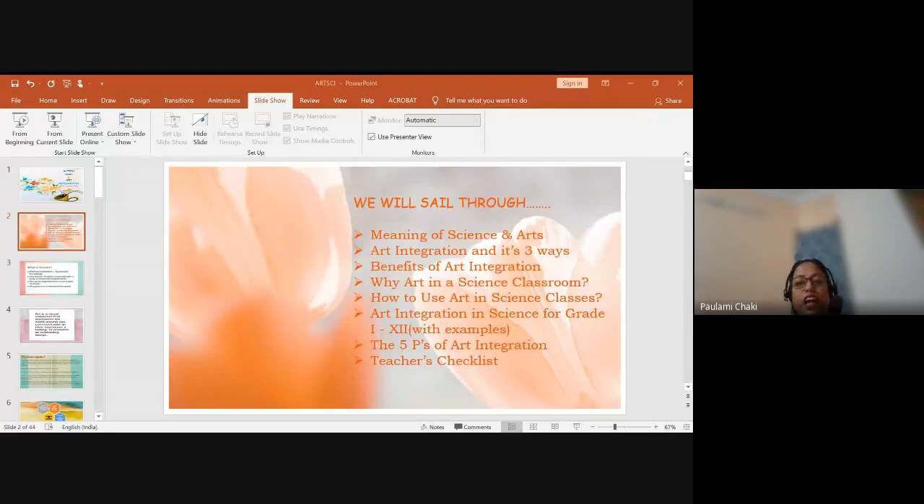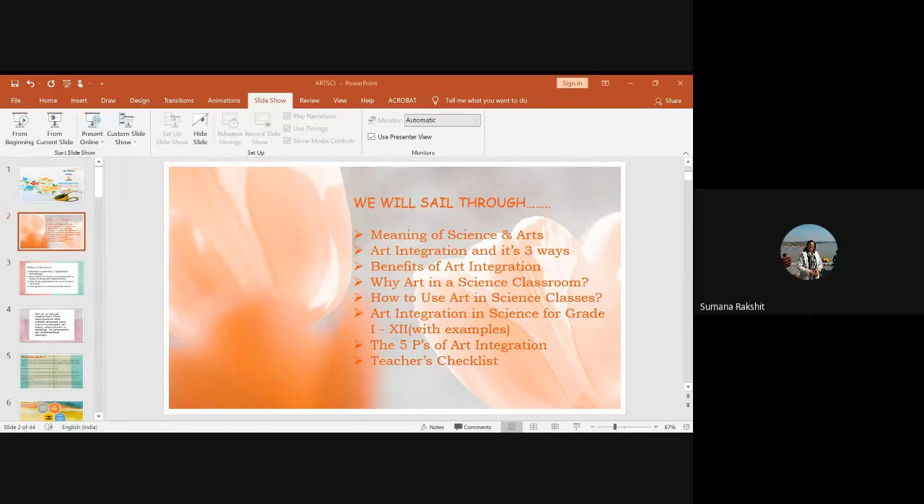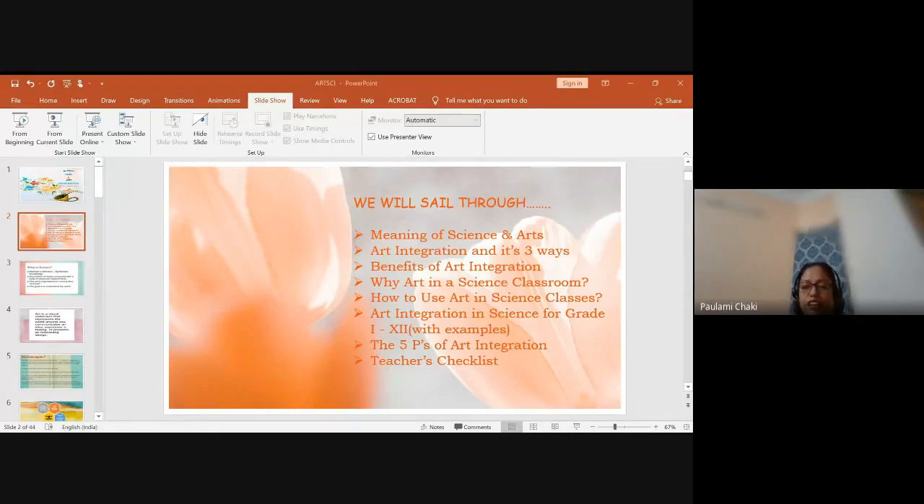Grade 1 to 10, I have included more because from 11th onwards, it becomes physics, chemistry, biology, so I will not be able to include much, because I have done this with art integration in science, not physics, chemistry, biology specific subjects. Then we will learn about the 5 P's of art integration and a quick teacher's checklist, which was given to us by CBSE. I will just go through it.